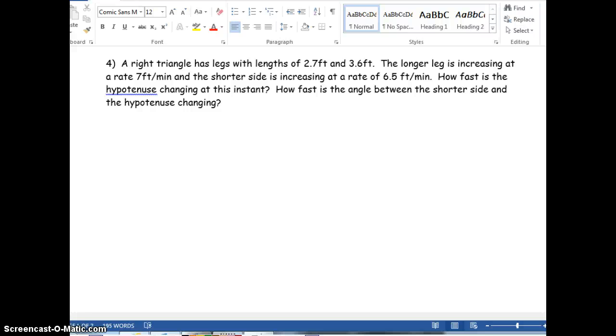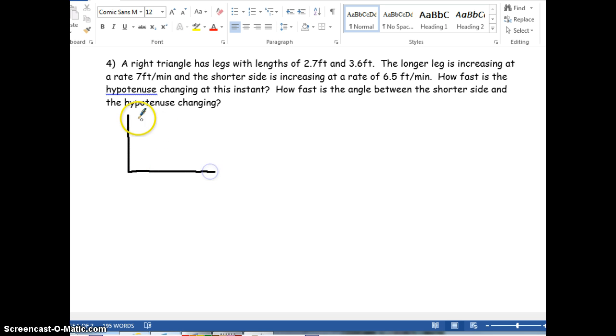This is 3.6, review number 2. This is problem number 4. So we have a right triangle that has legs of length 2.7 and 3.6. The longer leg is increasing and the shorter leg is increasing. So both of those are increasing, which tells me that my triangle does not have a constant size.